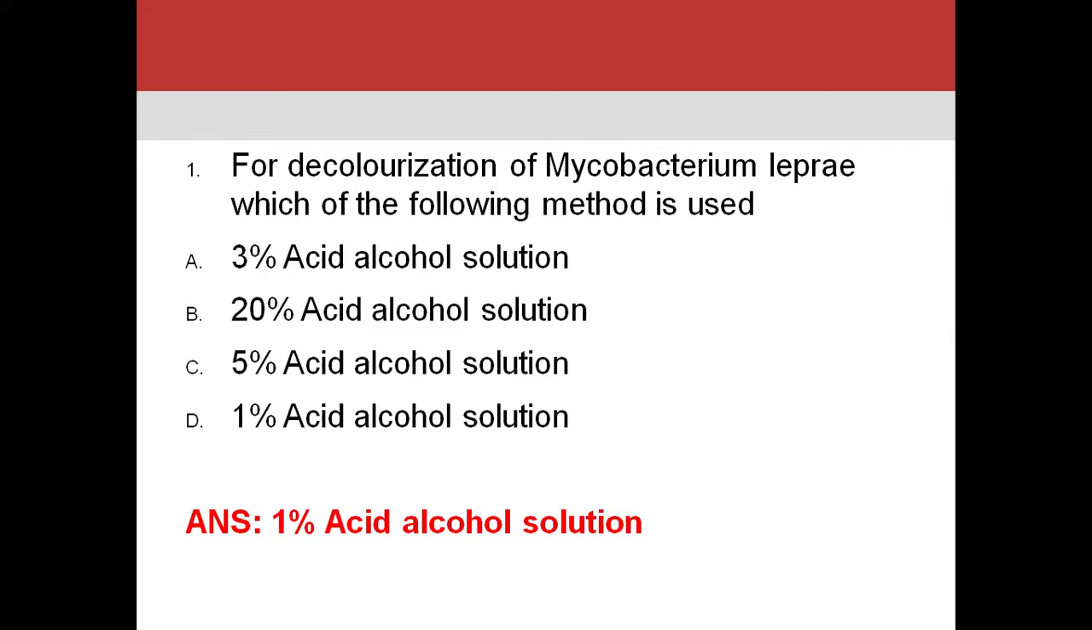Actually, we use 5% sulfuric acid for decolorization of Mycobacterium leprae, because Mycobacterium leprae is less acid fast. But another alternative for decolorization is acid alcohol. So instead of sulfuric acid, we can use acid alcohol also. Generally 1% acid alcohol is used. So how to prepare acid alcohol? Generally 3 ml of HCl is mixed with 97 ml of ethanol. That is called acid alcohol.